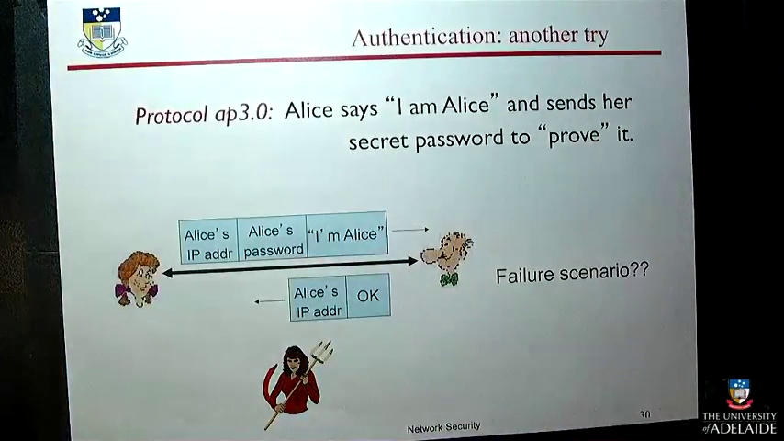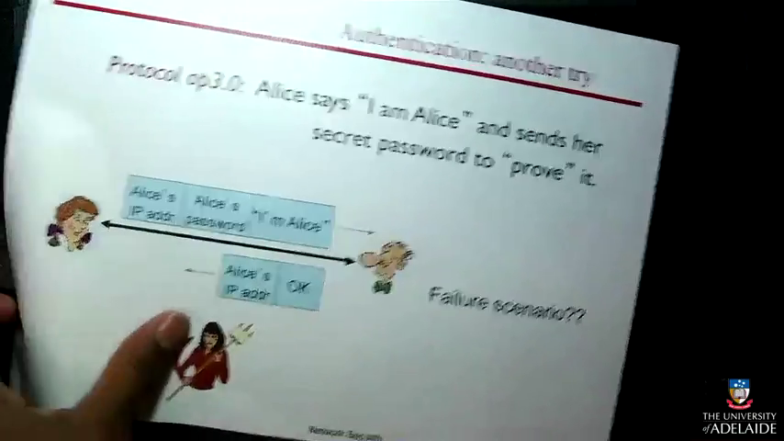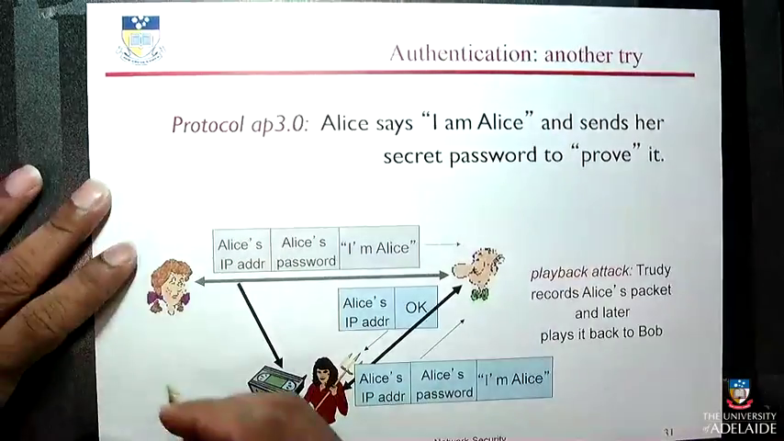It's not going to work, right? So what can we do? Can we use a password? So you send your IP address and password. Is that going to work? No. Why isn't it going to work? What can Trudy do? Yeah, exactly. You send everything in plain text. So Trudy just sits there, records the information, records everything you say and plays it back. So this is called a replay attack, right?